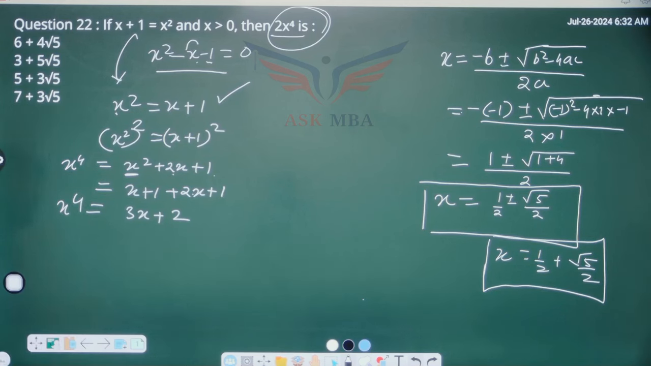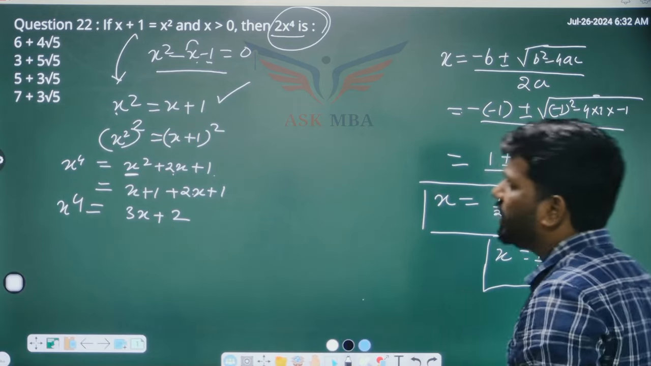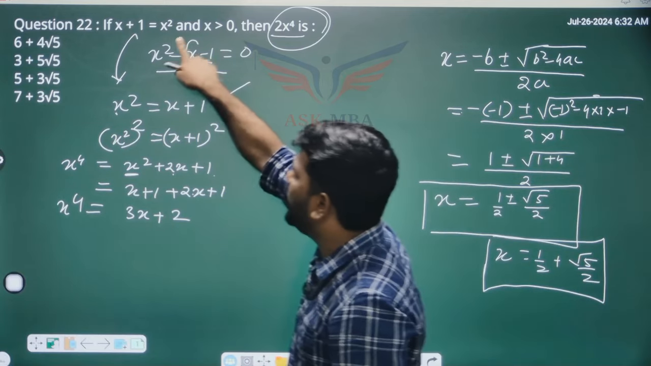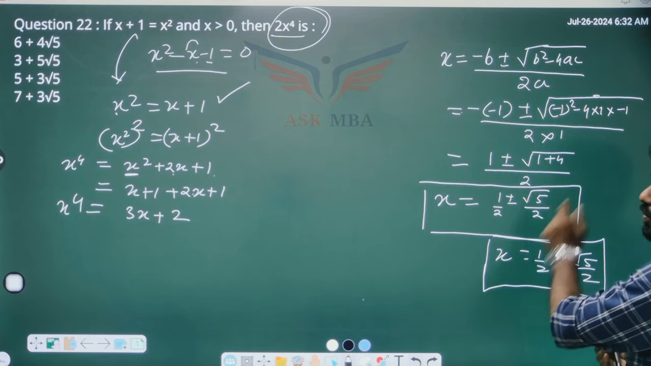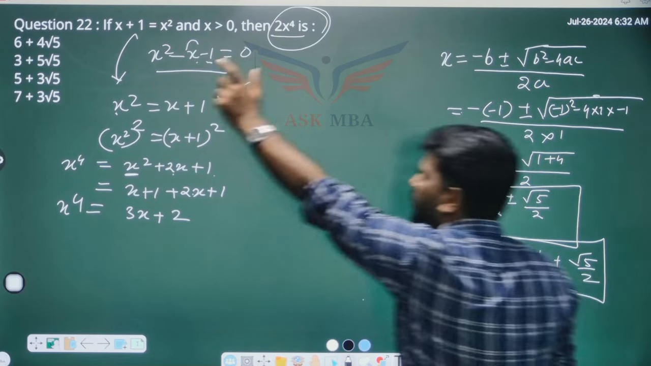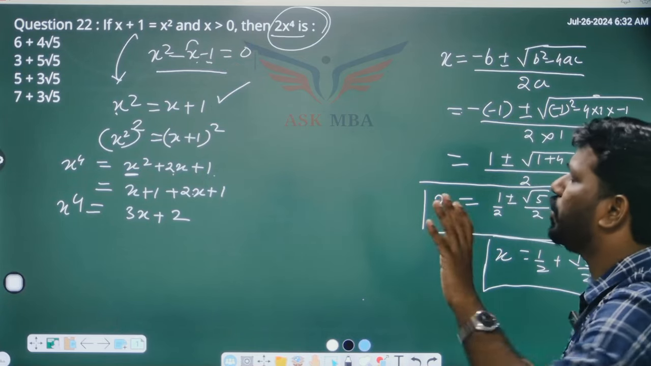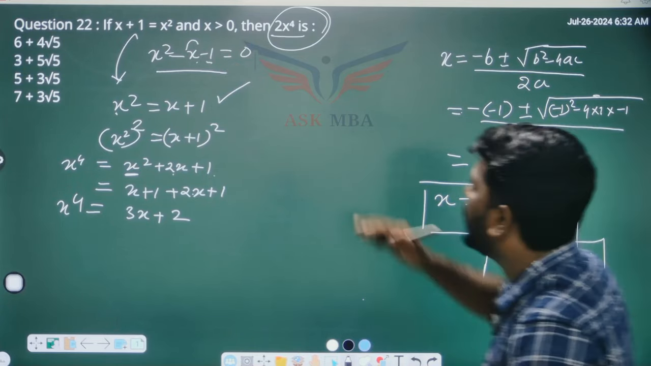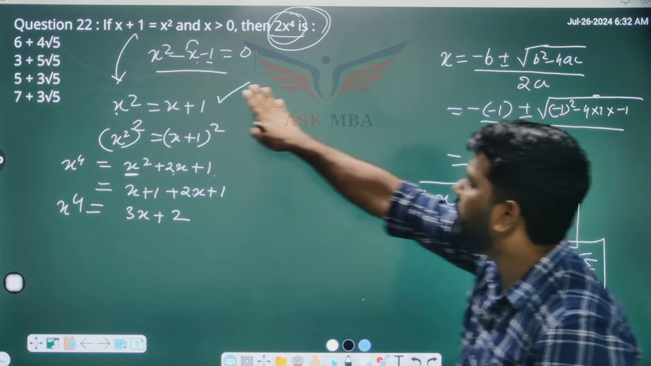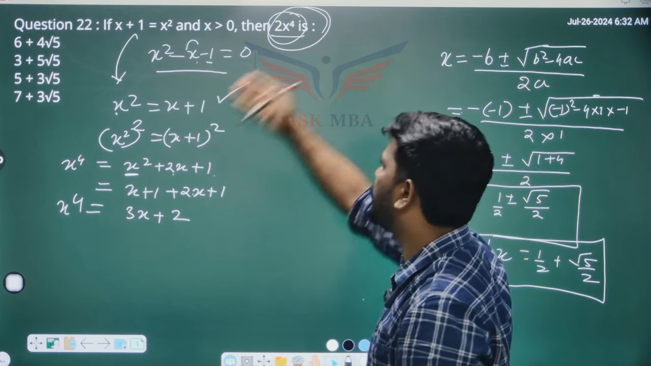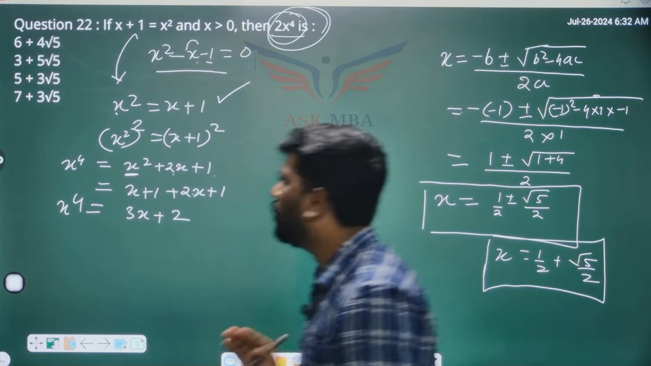Now what is the basic approach that I am trying to use here? We are not going to find the direct value or put x directly into the given equation, because that will create some complications. Rather, I'm trying to make 2x square, or 2x power 4, from the given quadratic equation itself.